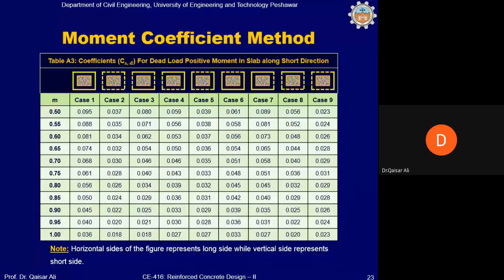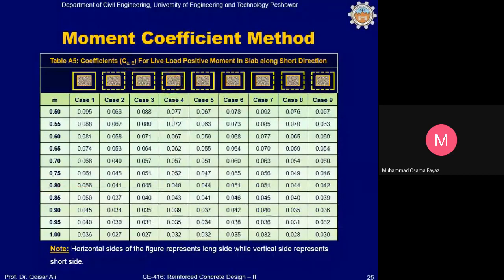Now, Ca positive dead load, you can see here, how much is it? 0.039. Note this down, then tell me at the end. Then Cb positive dead load, the positive moment coefficient along the longer direction corresponding to dead load, with M 0.8, is 0.016. Note this down.